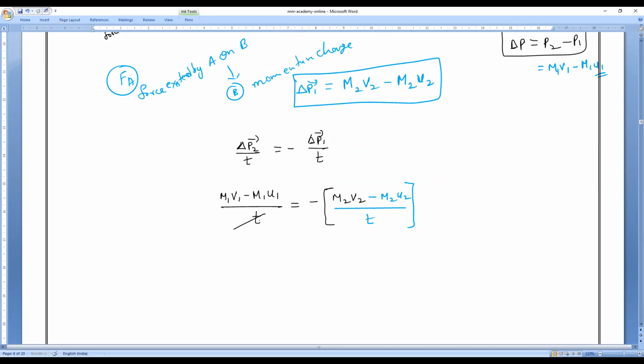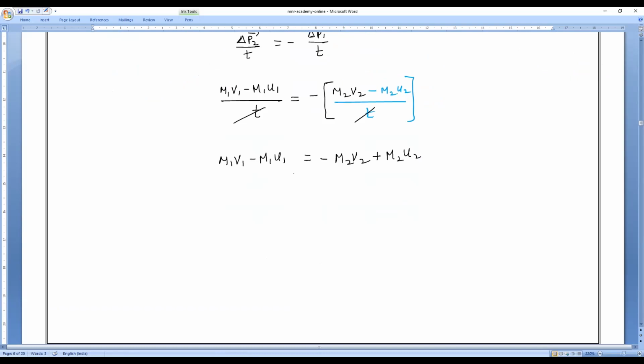Can I get cancelled? Yes, sir. Then what will happen? M1 V1 minus M1 U1 is equal to minus of the bracket. If you remove the bracket, what will happen? Minus of M2 V2 minus M2 U2, which becomes plus M2 U2. Will you all agree with me?